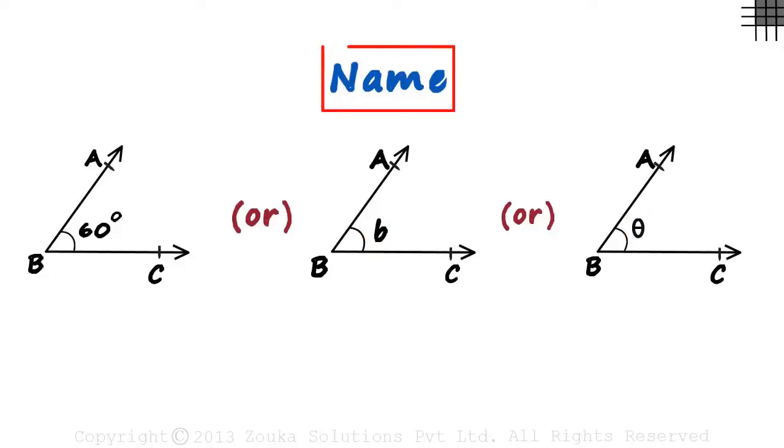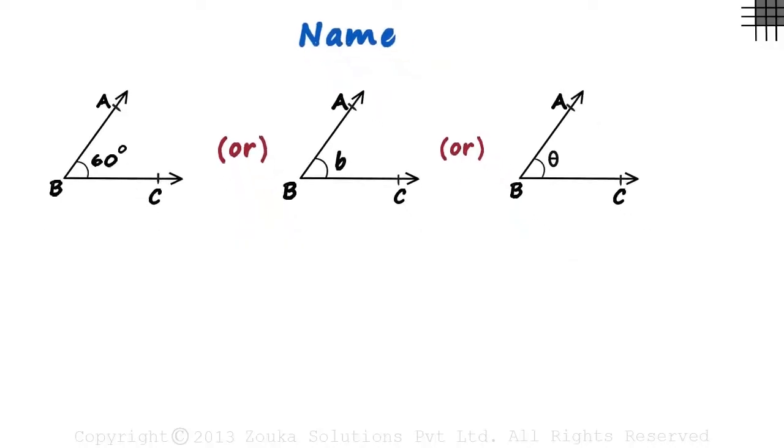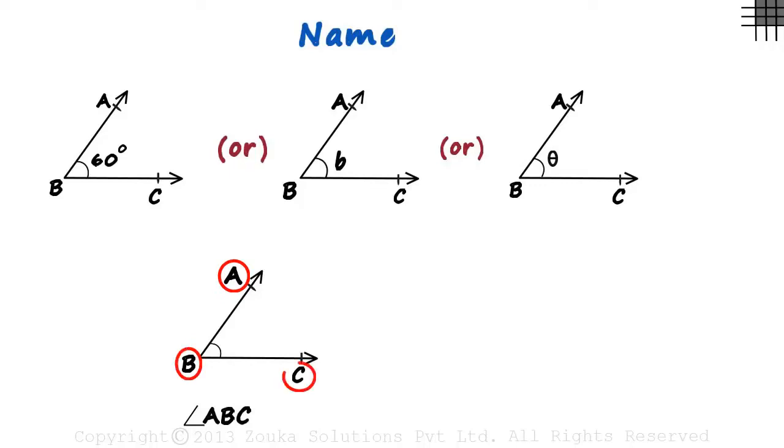But how do we name the angles? What angle here is 60 degrees? Let me zoom out and redraw this angle. This angle here can be called angle ABC. This sign, which looks like an acute angle, is used to represent an angle. We use the order from top to bottom, A to B to C. So we can say that the measure of angle ABC is 60 degrees.